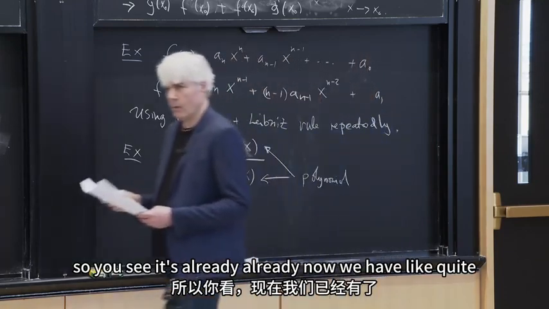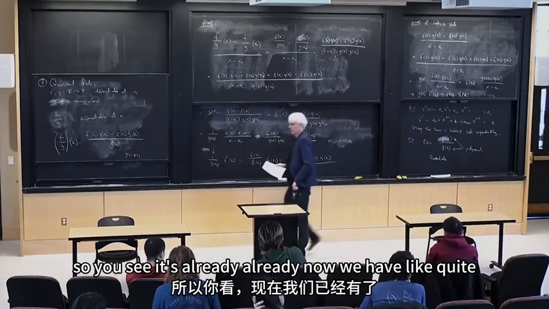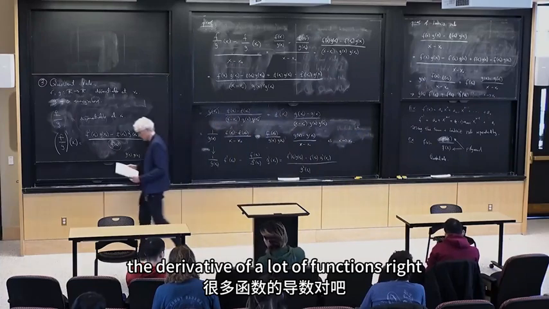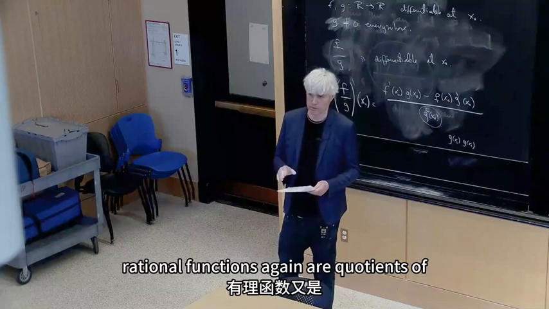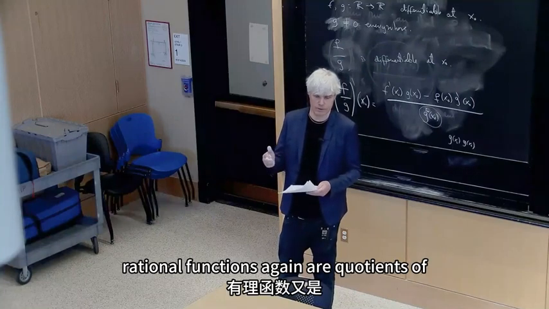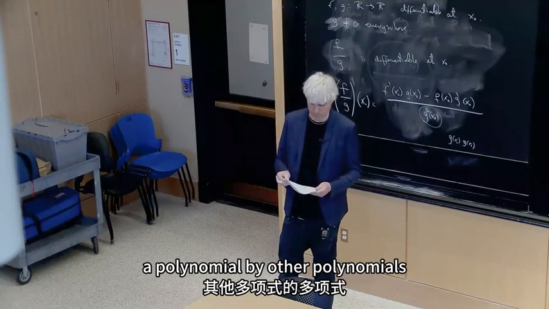So you see, we now already have the derivative of a lot of functions. We have it for all polynomials and for all rational functions. Rational functions, again, are quotients of a polynomial by another polynomial.